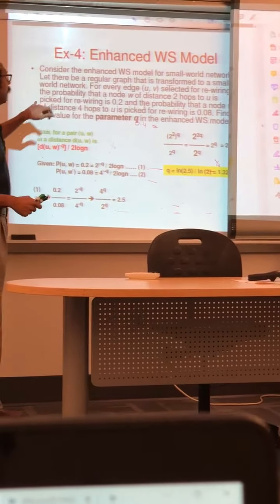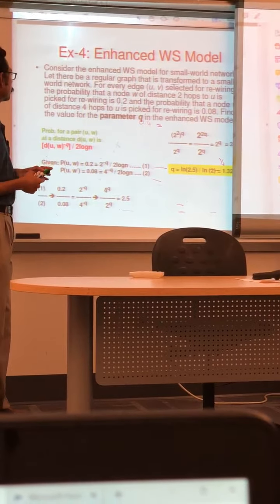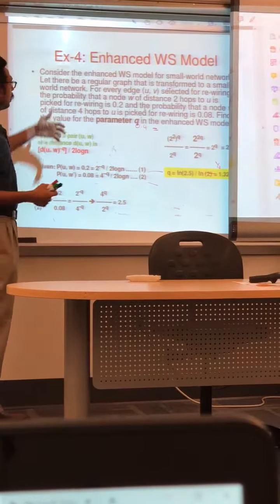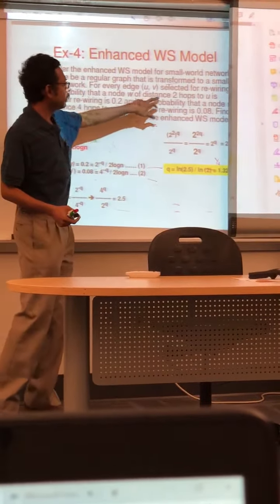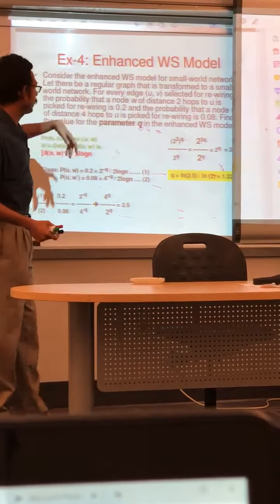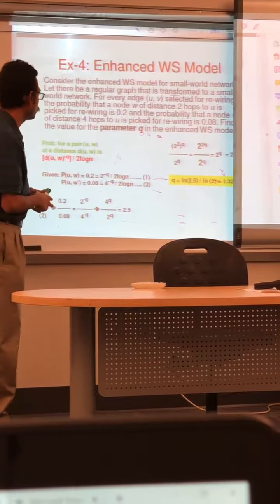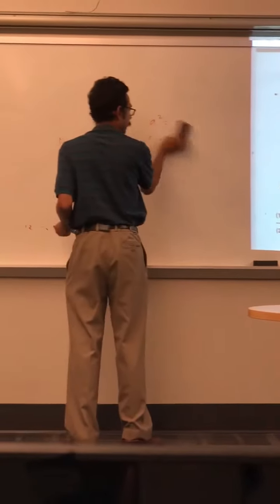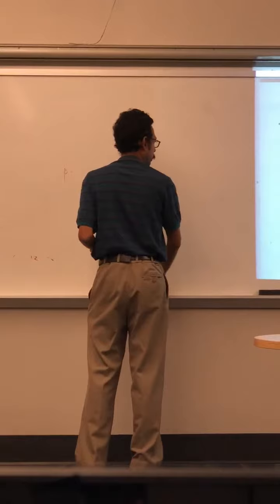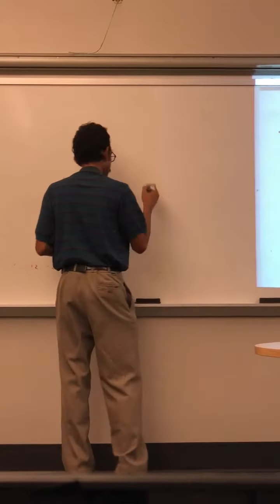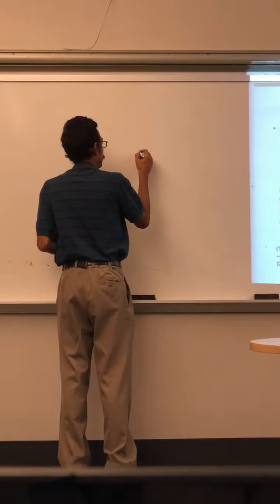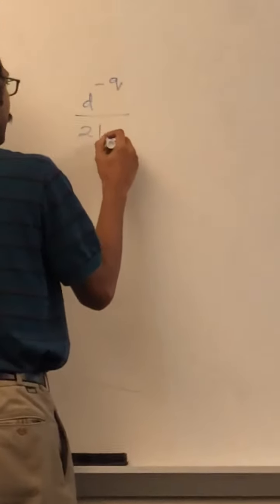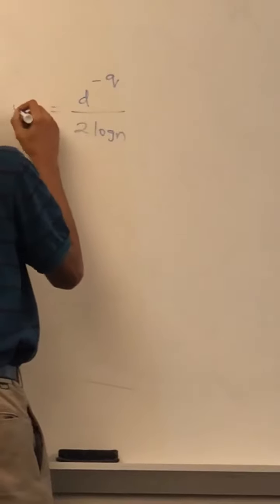So you are given the probability or the weight, okay, for a node of distance 2 edges away from a vertex is given to be 0.2, and for a node which is 4 edges away from a vertex, the weight is 0.08. So what are given is this: d raised to negative q divided by 2 log n is the weight.